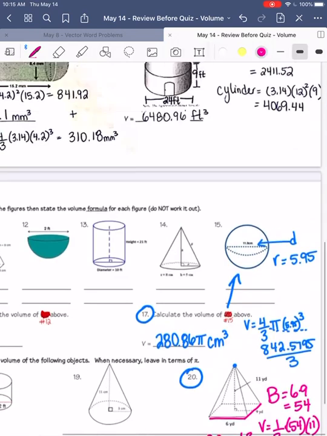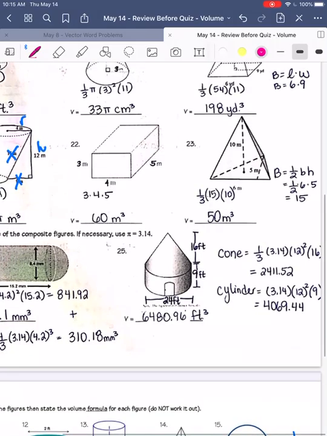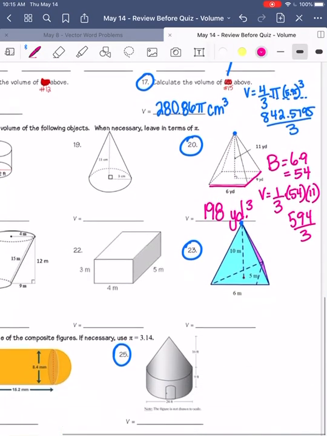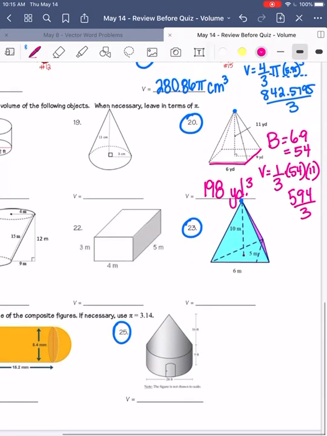We don't have to have pi because it has no circle involved. All right, now number 23, the base is a triangle. So it's a triangular pyramid. So big B is 1/2 base times height. So 1/2, the base of the base, so little b, is 6, and then the height of the base is 5.